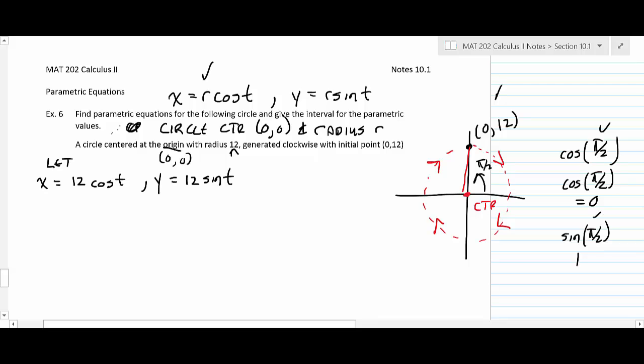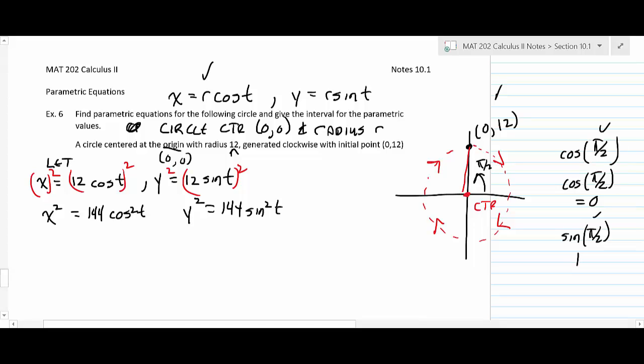So what we're going to do is kind of like the last problem. We're going to just square both sides. Then I'm going to have x squared is equal to 144 cosine squared t. Then I'm going to square both sides here, and I get y squared equals 144 sine squared t.